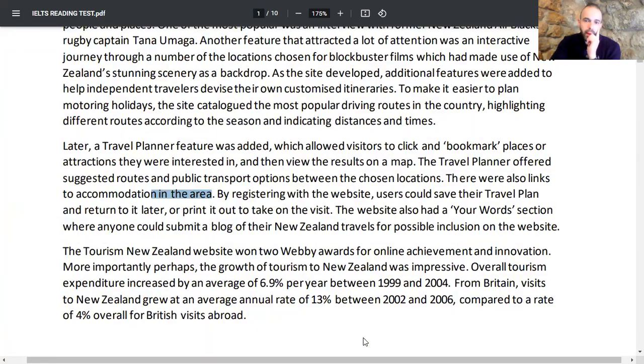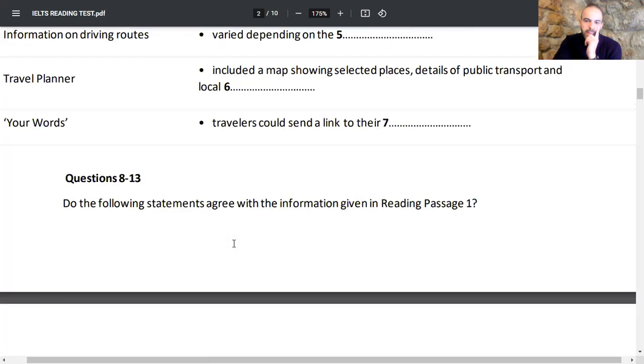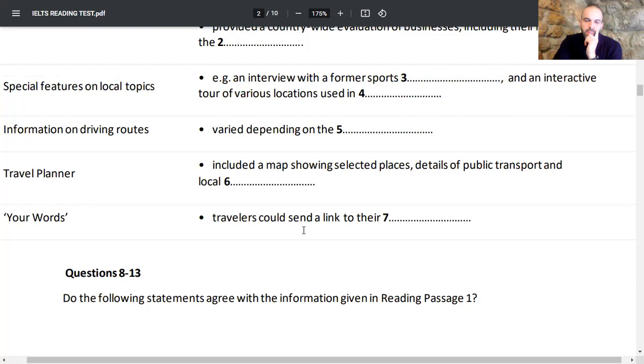So if we go back to paragraph 4 again, it's actually the final sentence here. The website also had a your words section where anyone could submit. So submit is a synonym of the word send. Could submit a blog of their New Zealand travels for possible inclusion on the website. So then the answer is blog. Send a blog. So if I go back here, it says travelers could send a link to their blog. Sorry, then blog is the answer.